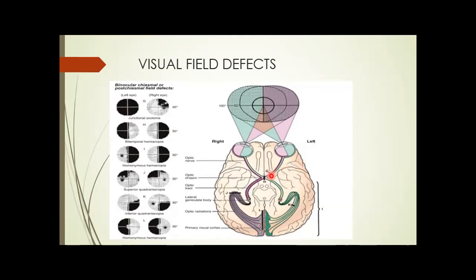A lesion of the optic nerve will cause complete blindness in the part of the eye which is damaged. If there is damage to the optic chiasma, since in the optic chiasma the nasal fibers decussate, the nasal fibers are one portion, as we can see in this diagram, decussating over to the opposite side. Hence, a lesion of the optic chiasma will cause bitemporal hemianopia.